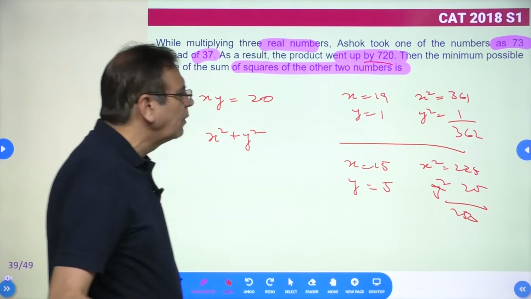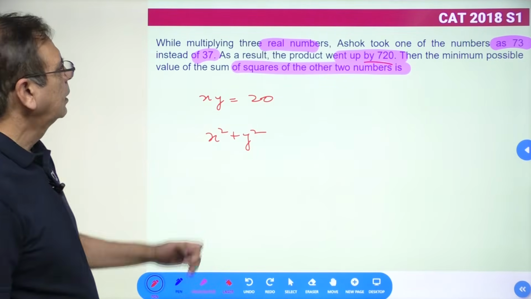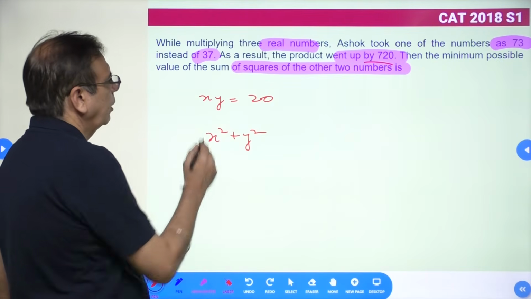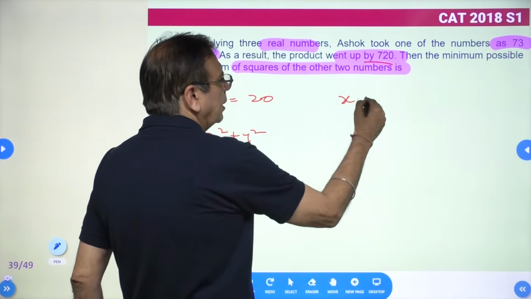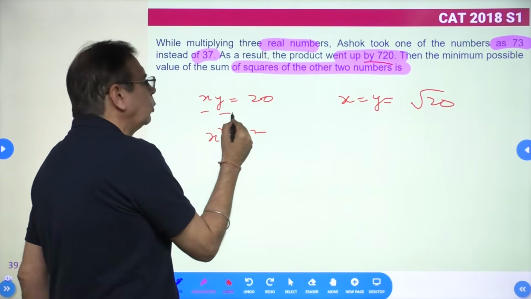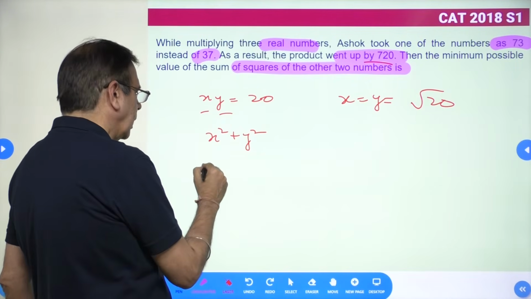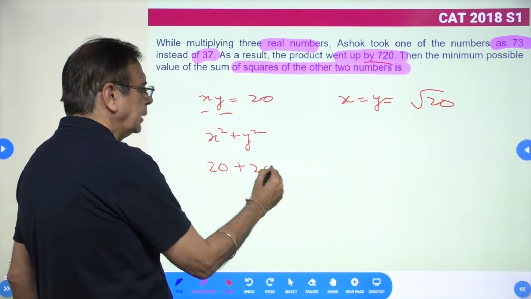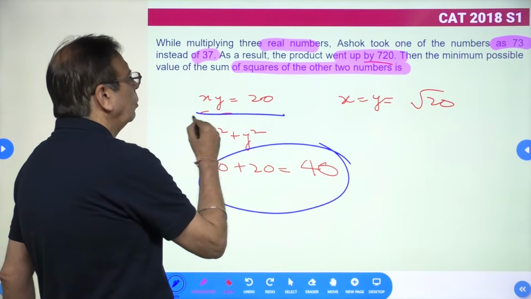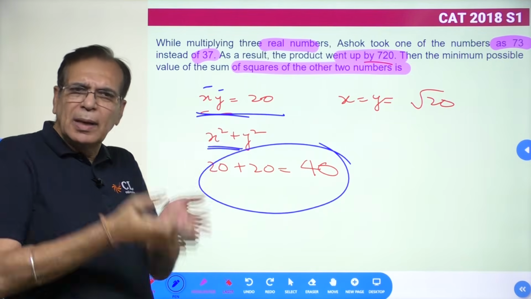So if I want the minimum value, what should I do? X equal to y. Okay. X into y is 20. The minimum possible value of the sum of the squares. So if x into y is equal to 20, what should I do? X equal to y equal to under root 20, because under root 20 into under root 20 will be equal to 20. So what should be x square? Under root 20 square is 20 plus 20 equal to 40. So please remember again, to minimize this, x equal to y is what you look at. If you don't know, take an extreme case, take a middle case and check.